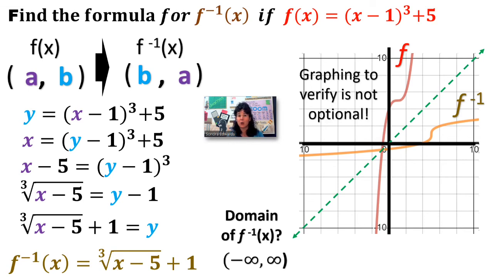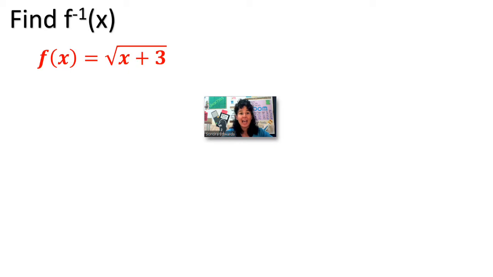Now, this particular go-around, I said graphing to verify is not optional, but everything seemed to work out. That is true in this case, but let's look at another one where that graphing to verify proves to be very helpful. Here we have the equation for f of x, and we would like to find the equation for f inverse of x. So remember, we just want to swap the x's and y's. F of x is the y, so that's going to turn into an x, and then this x right there is going to turn into a y.